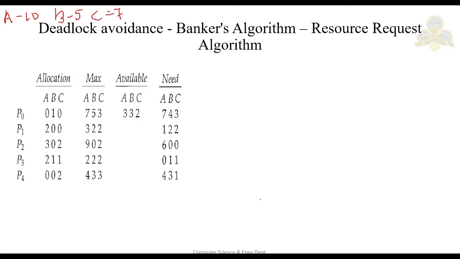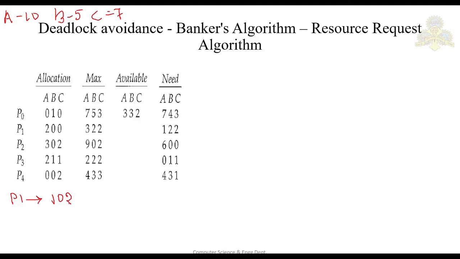Whenever a situation like this is there, we'll say that process P1, apart from this allocation and this max, has requested the resources 1, 0, 2. That means apart from the allocated resources 2, 0, 0, process P1 has made a request for 1, 0, 2 resource instances. That means it needs one more instance of resource A, 0 instances of resource B, and 2 more instances of resource C.